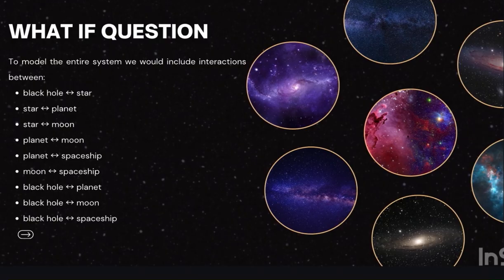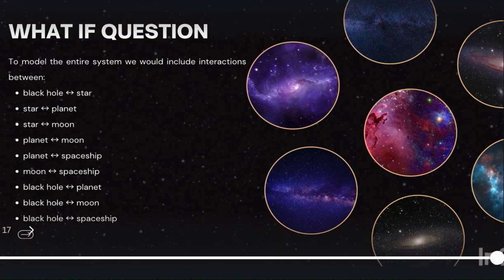If we wanted to simulate the motion of the entire system more realistically, we would need to include gravitational interactions between every pair of objects. So this includes interaction between the black hole and the star and the planet and the moon and the spaceship. Some interactions would dominate because of larger masses or shorter distances, such as the interaction between the black hole and the star or the planet and the moon. Other interactions would be weaker, but still contribute to the overall motion.